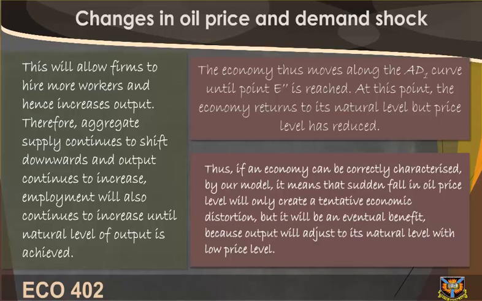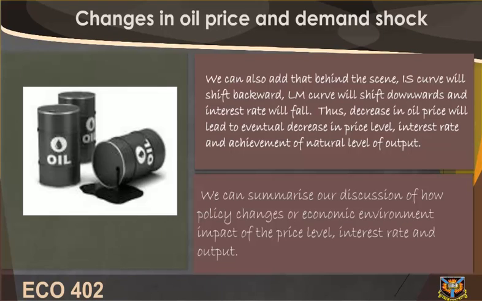The economy thus moves along the AD1 curve until point E prime is reached. At this point, the economy returns to its natural level, but the price level has reduced. Thus, if an economy can be correctly characterized by our model, it means that a sudden fall in oil price will only create a temporary economic distortion, but it will be an eventual benefit because output will adjust to its natural level with a low price level.